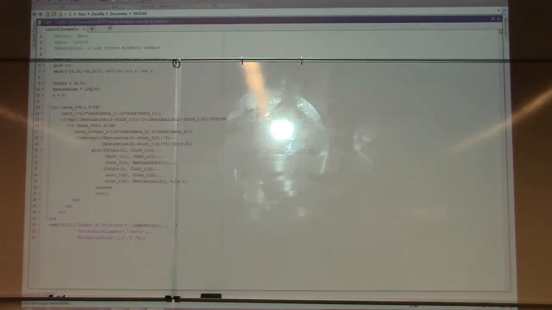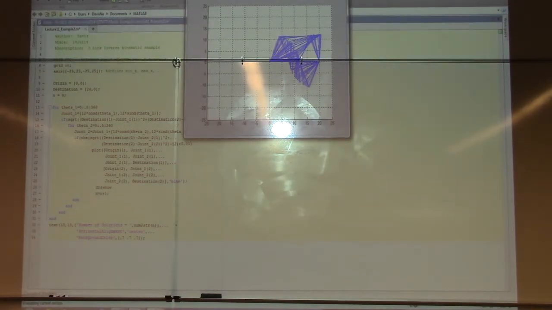So, let me change it back down to the, I'll just do 0.5, that way it fills in a bit more detail. Okay, so there's our solution for our destination of 20, 0.